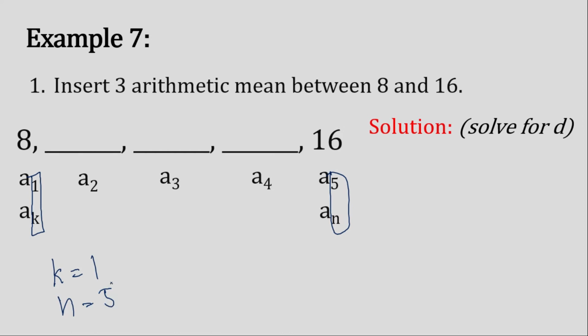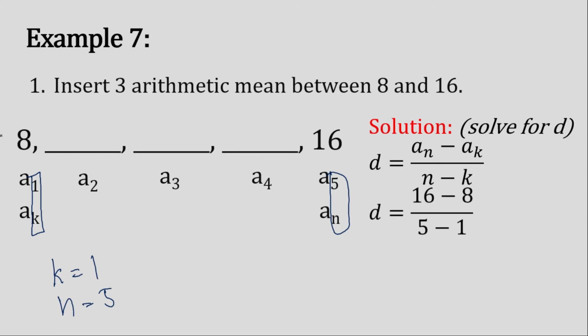Now take note of that because we are going to use that in solving the problem. Using this formula, the common difference is equal to a sub n, or the last term, minus a sub k, or the lowest given term, all over n minus k. So again, our a sub n is 16 and our a sub k is 8. So 16 minus 8, and the value of our k is 1 and the value of our n is 5. So that is 5 minus 1.